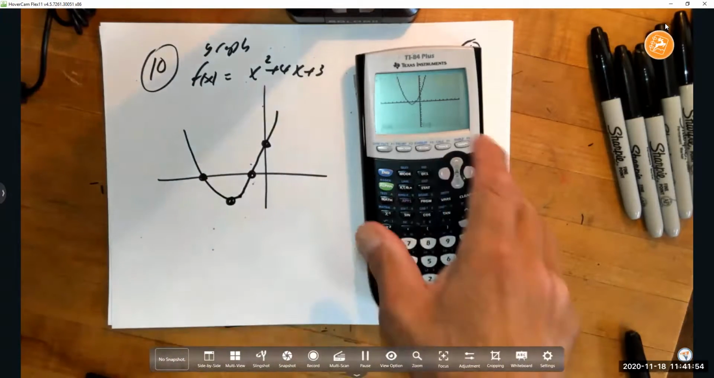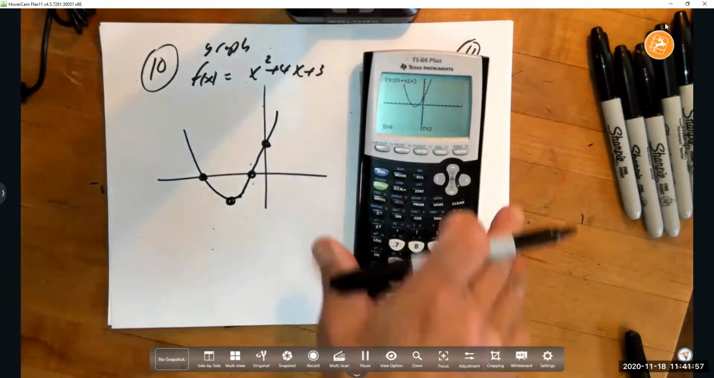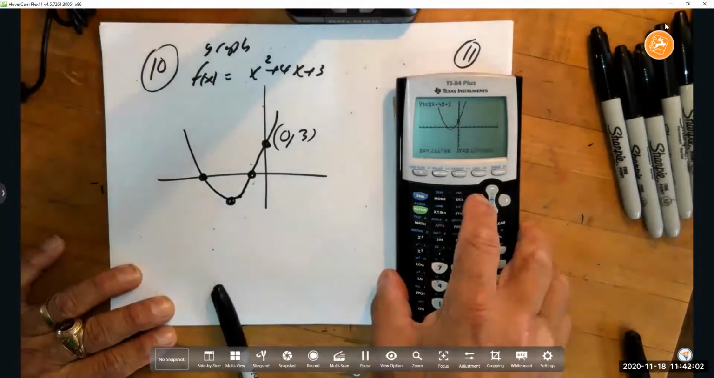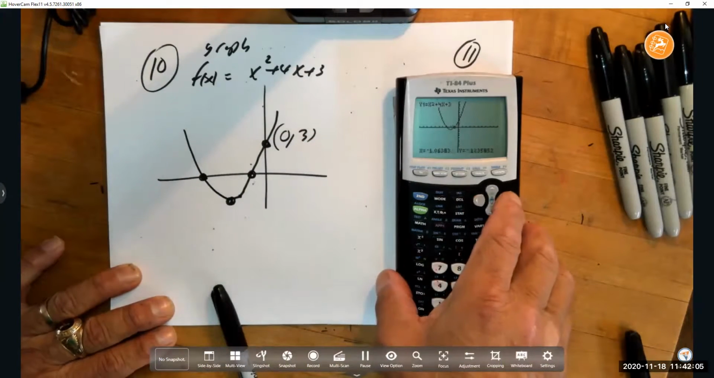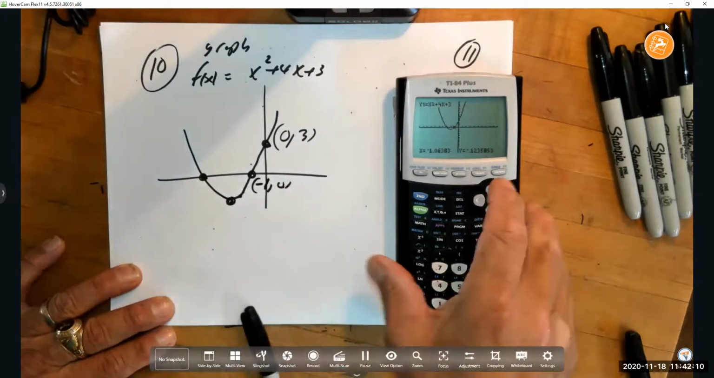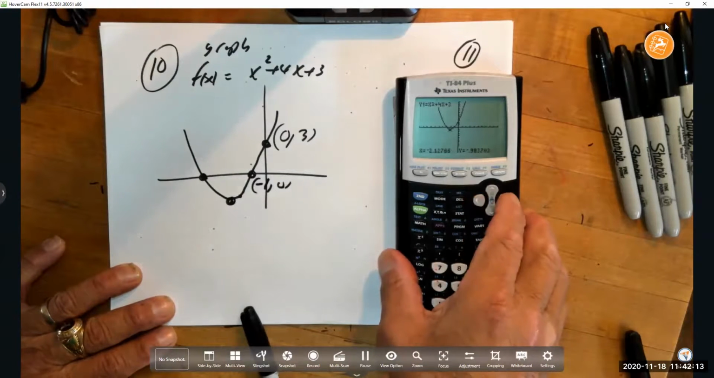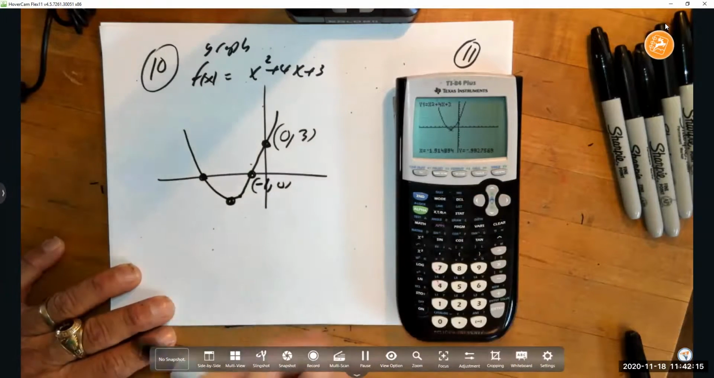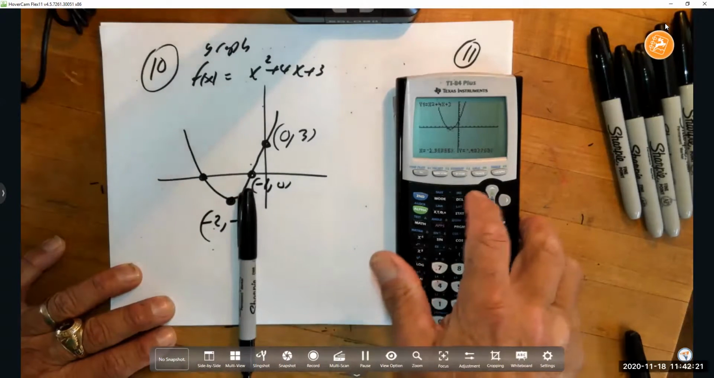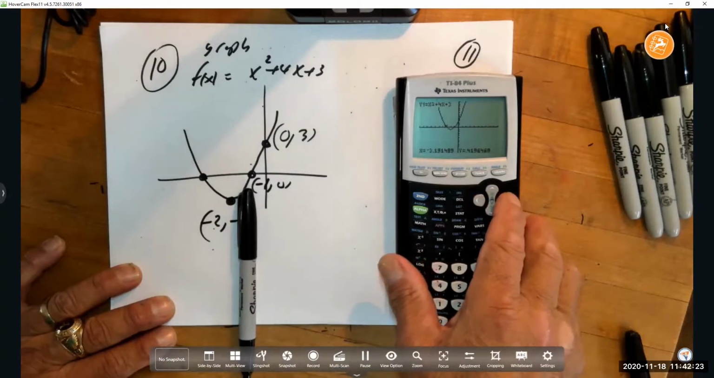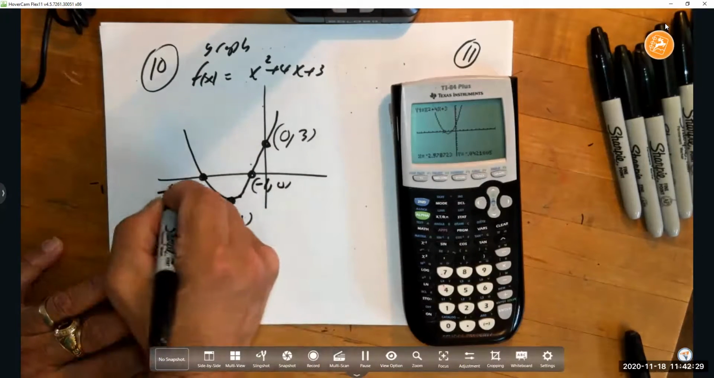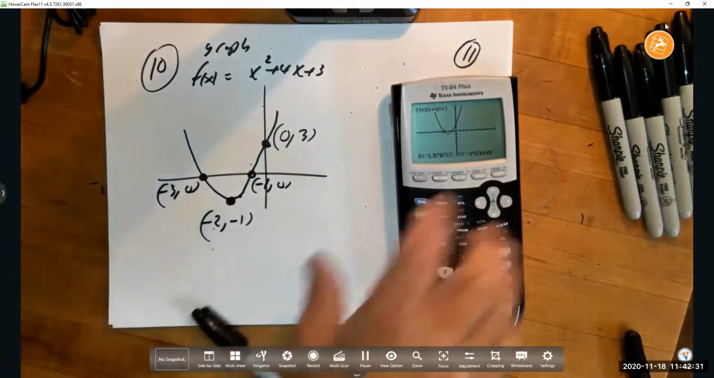You can do a trace. It says 0 and 3 is one spot, so I'm going to mark it down. This is 0 and 3. If I go left, right there, it looks like it's going to be -1, 0. Keep going to the left, it looks like it's going to be -2 and -1. And if I keep going to the left, it's going to be -3. Yeah, pretty close. -3 and 0. That's it for the graph.